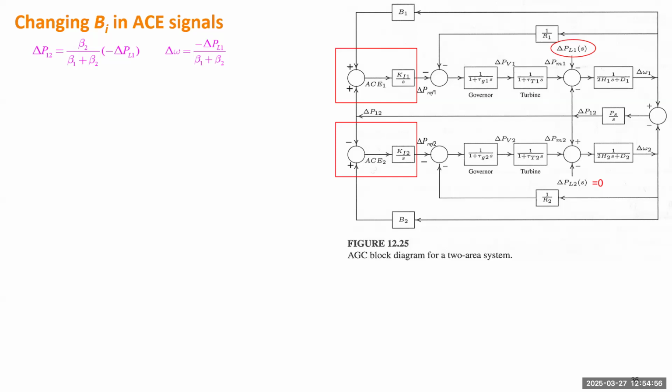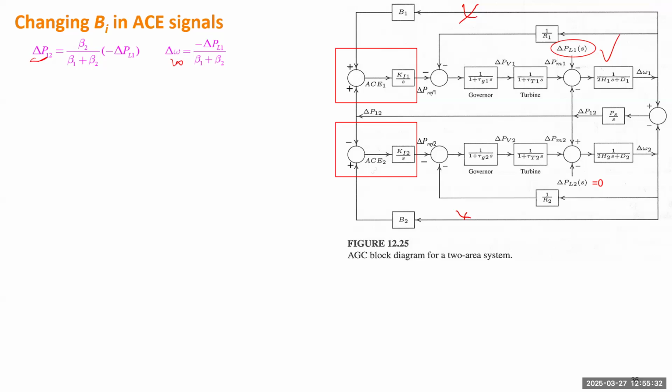If there's no AGC, which means the outer loop of this block diagram will not be there. We only have just the inner loop. So if there's any change on the load, delta PL1, for instance, that will cause the tie line flow change, which is delta P12, and also a frequency change, delta omega. Those two values depend on beta 1 and beta 2.